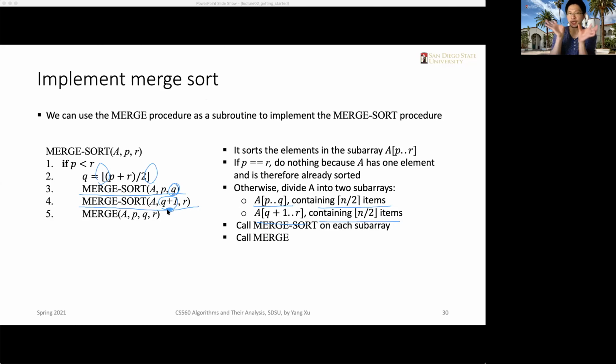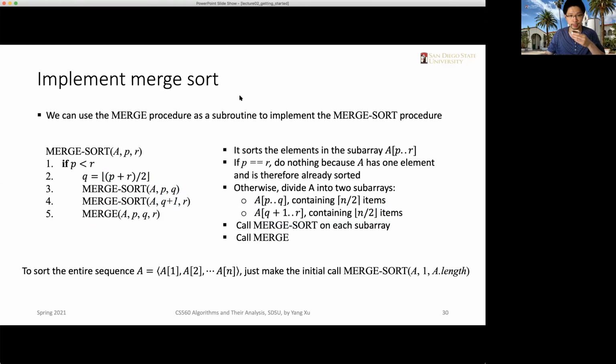And lastly, after these two merge sort recursive calls are done, we need to call the merge procedure, which was defined in the previous slides. Okay. All right. Because this is a recursive algorithm, I think it'll be easier if we use a simple example to look at it.